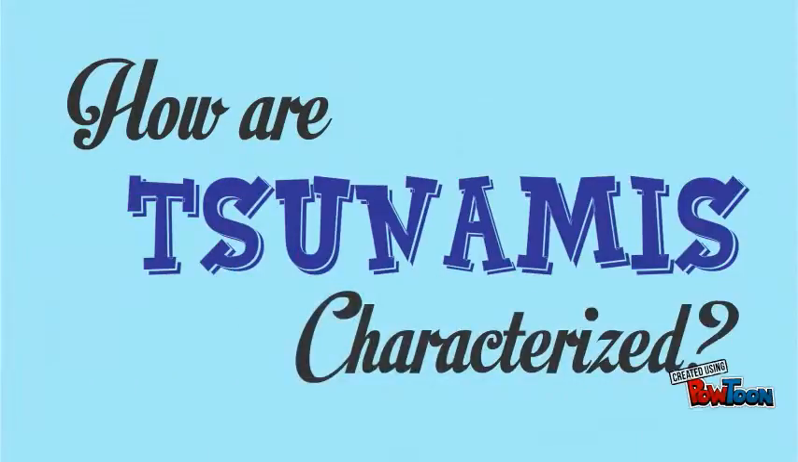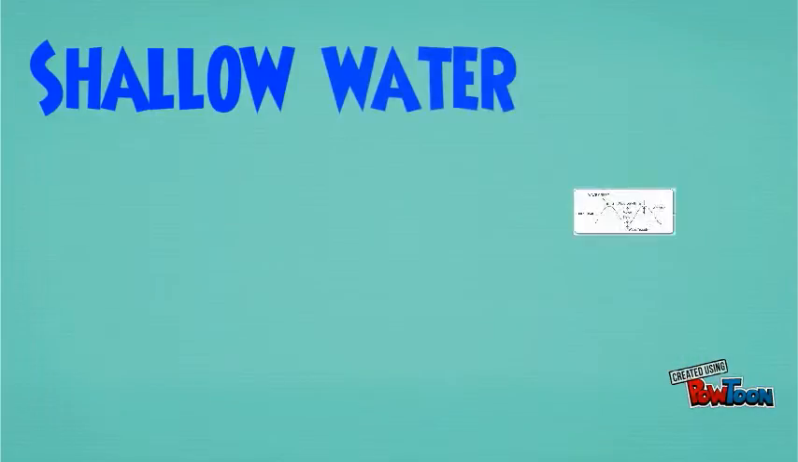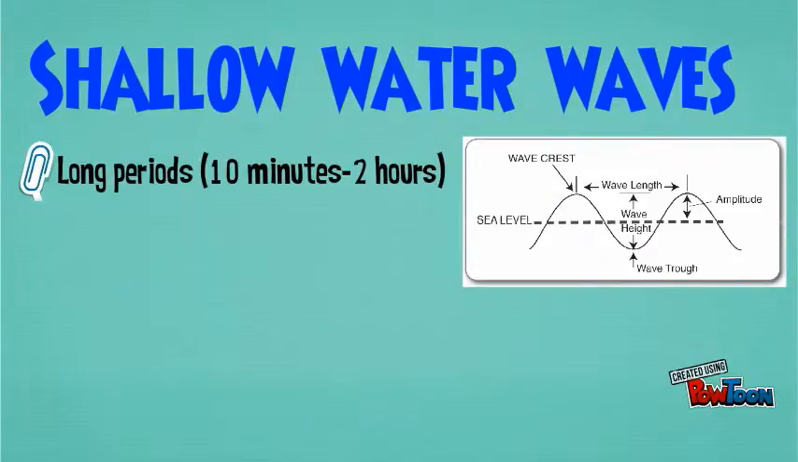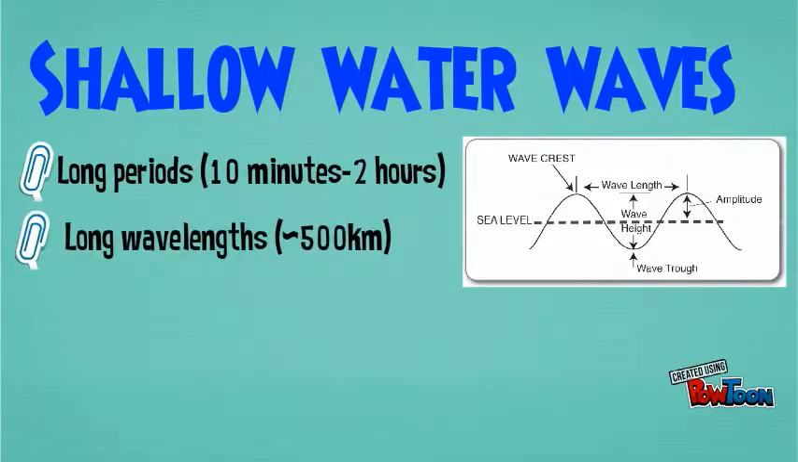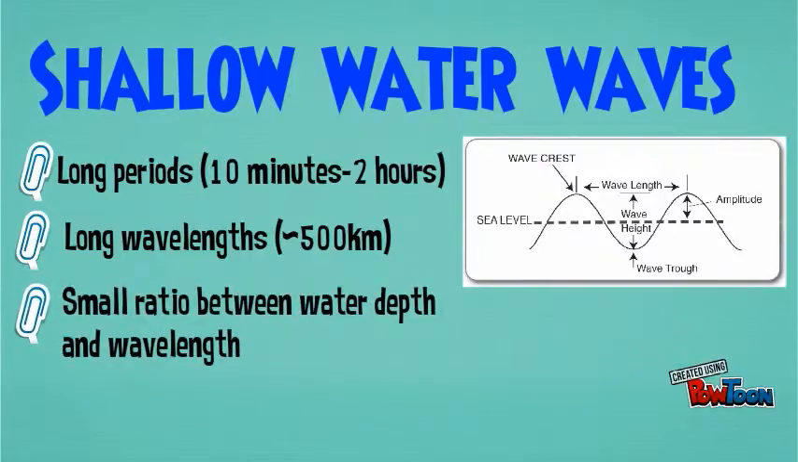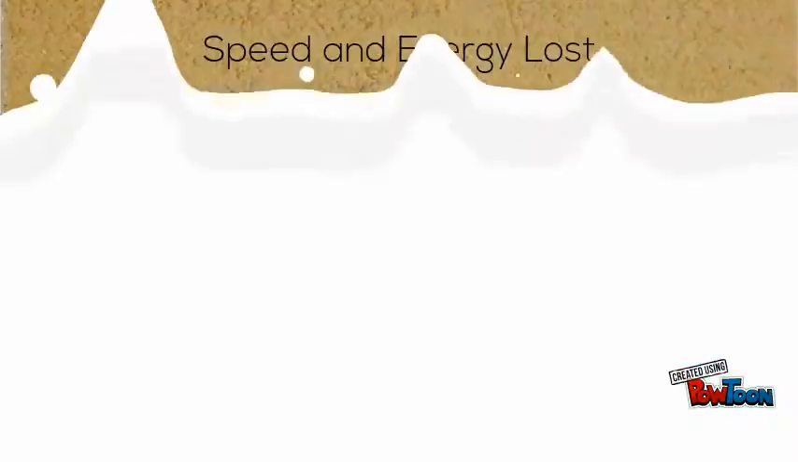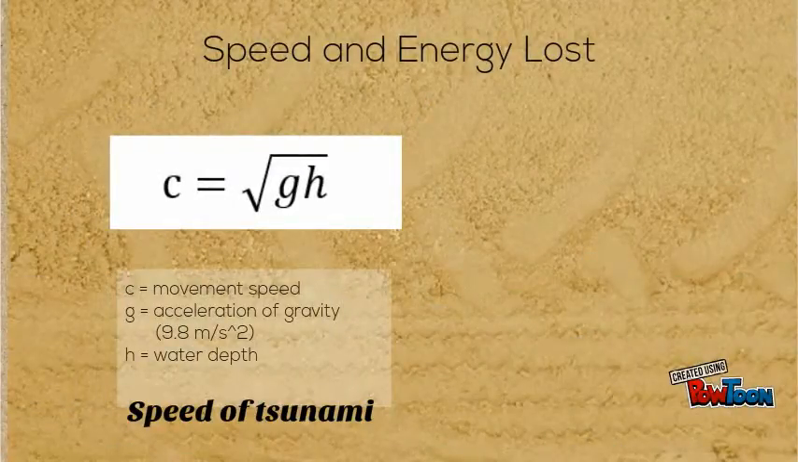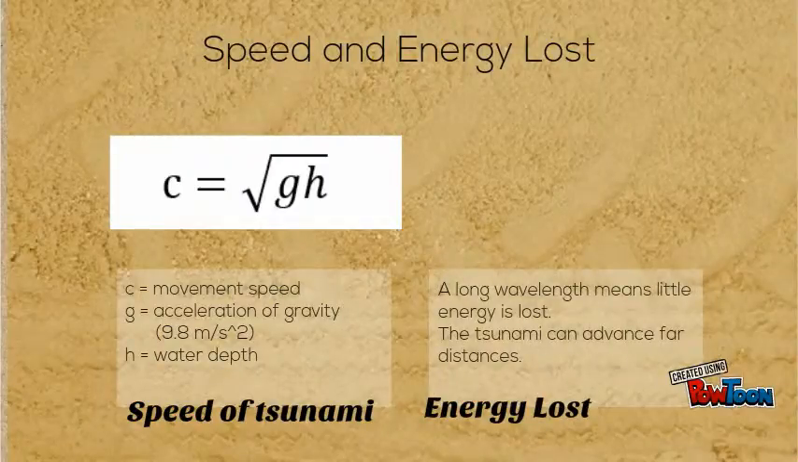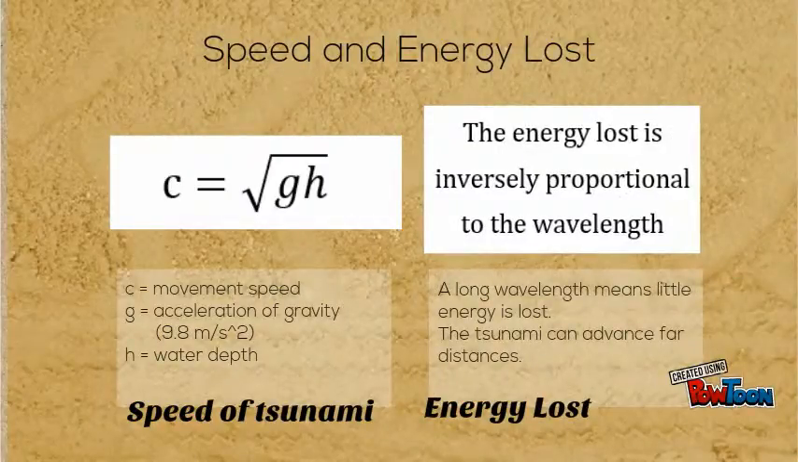So how are tsunamis characterized? In shallow water waves like a tsunami, the period is much longer, from 10 minutes to 2 hours. The wavelength is also very long, at around 500 kilometers. There is also a small ratio between water depth and wavelength. To calculate the speed of a tsunami, the square root of the product of the acceleration of gravity and water depth can be used. The energy lost in a tsunami is inversely proportional to the wavelength. Because the wavelength is long, little energy is actually lost when it travels. This means that tsunamis can advance far distances and still can be catastrophic.